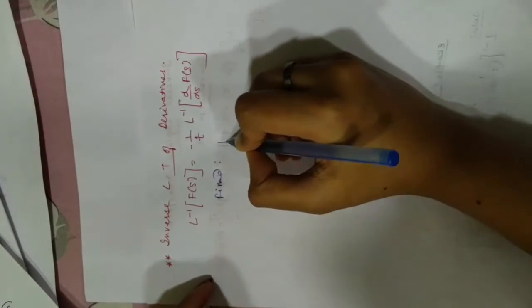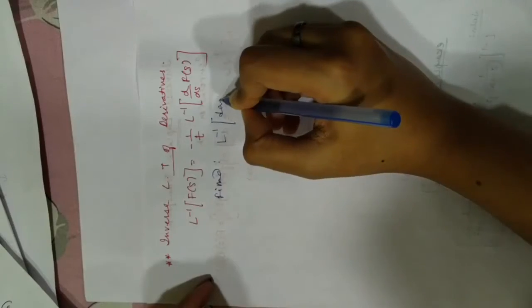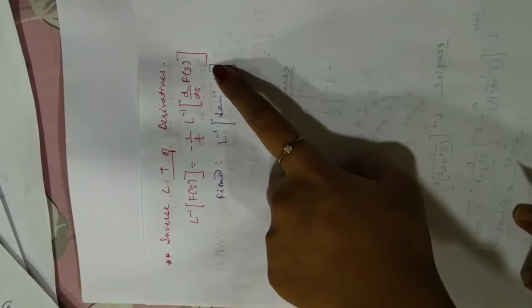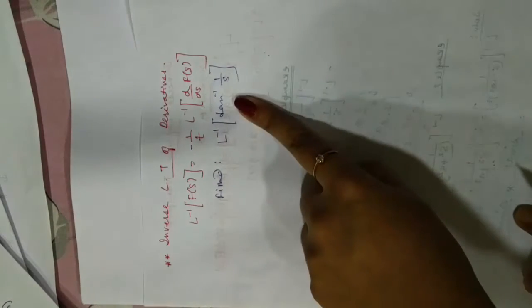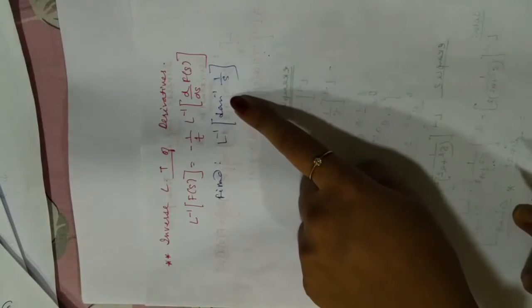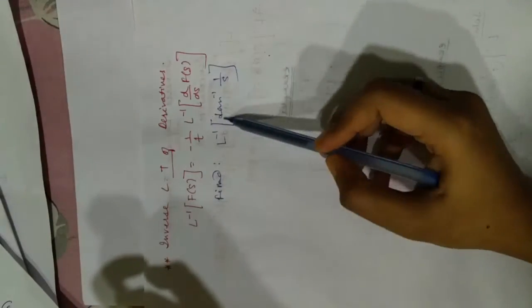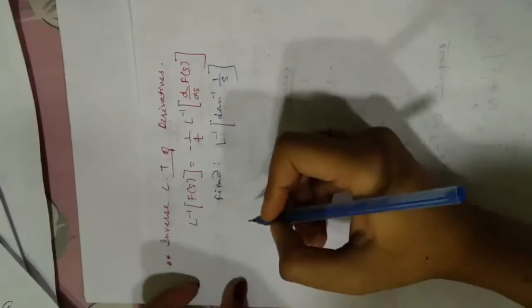Find the inverse Laplace of tan inverse 1 by s. We do not know any formula which gives us the inverse Laplace of this trigonometric function, right? But we can very well understand that the derivative of tan inverse 1 by s will give me a known form, because it will come in the form of 1 divided by 1 plus (1 by s) square. So that can give me a common form. So let's see what happens.